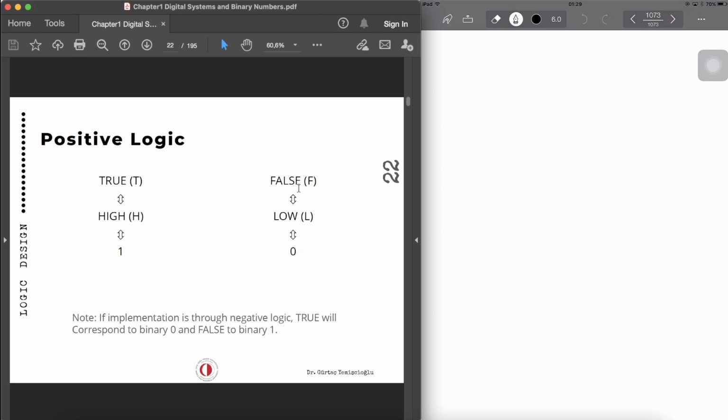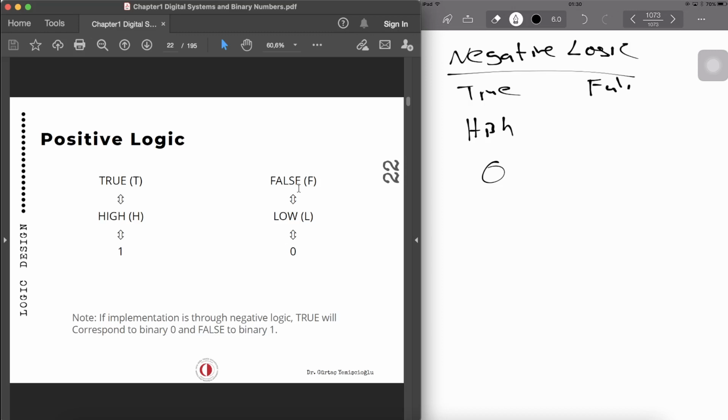But if we consider negative logic, with the negative logic, true or high is 0, and false or low is 1. It's opposite. Generally, in this course, we are going to use positive logic, but you have to know what negative logic is. Okay? So this is important as well.